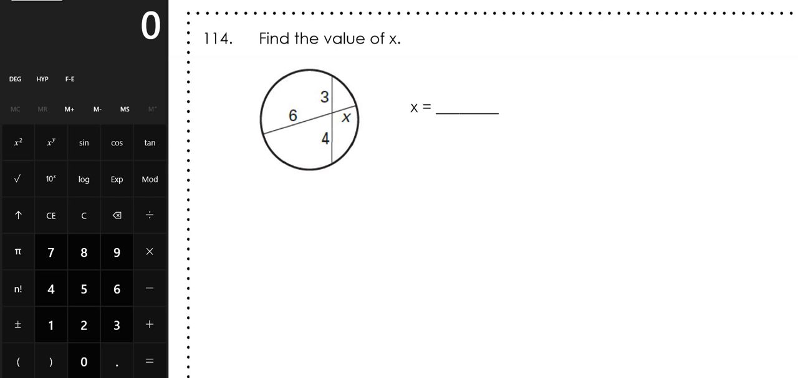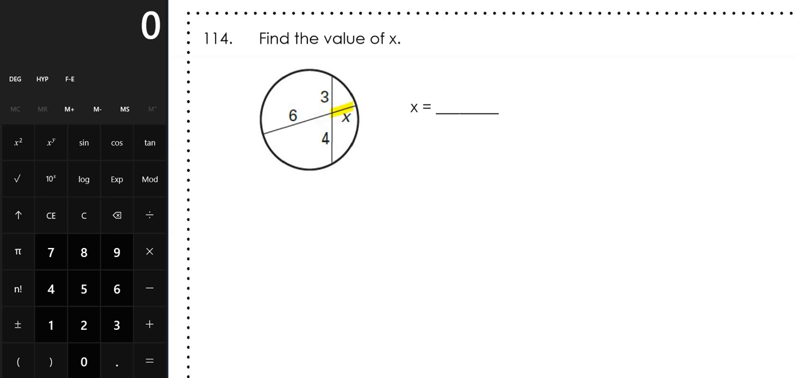Let's start page 23. Number 114. Find the value of x. Now look at your circle diagram. Notice that we have two chords that are intersecting, and they're giving you lengths and pieces of those chords. When you're trying to solve for x, you have to know the intersecting chords rule.